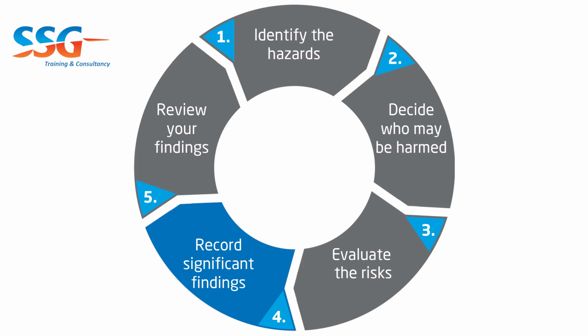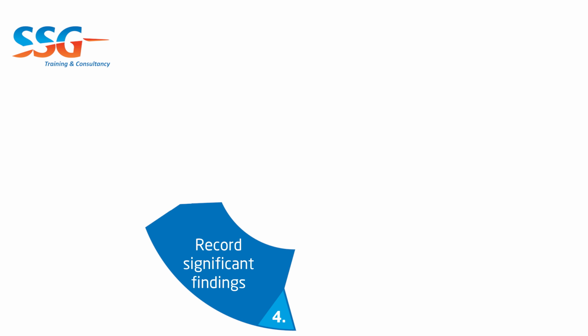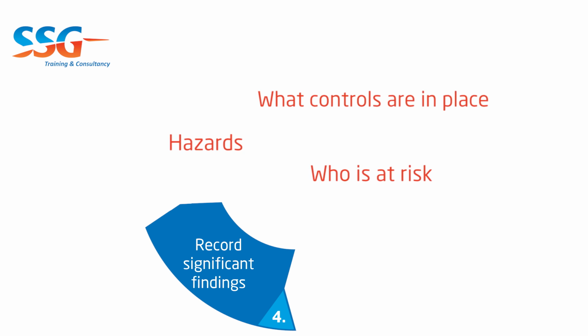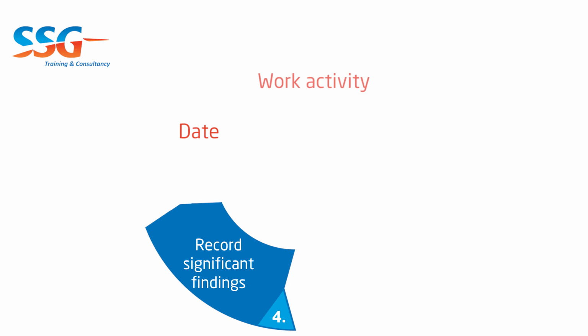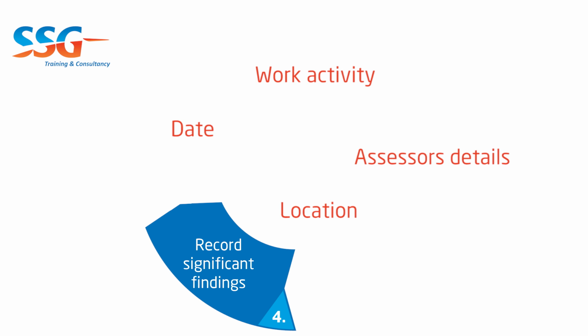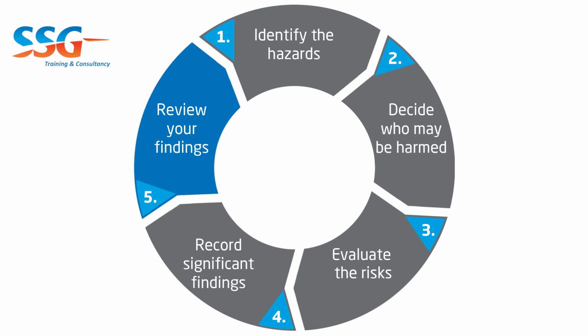Step 4, record your findings. Information recorded should include all hazards, who's at risk, and the control measures in place. Details such as the date, the activity being assessed, the location, and the assessor's details are also important. Step 5, review your findings.